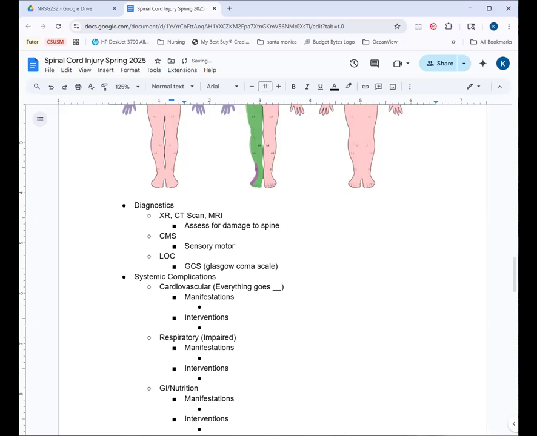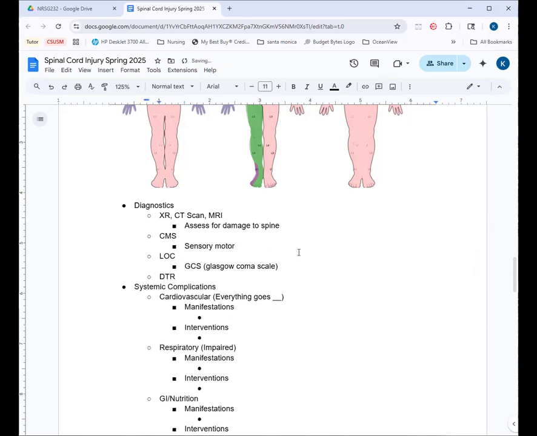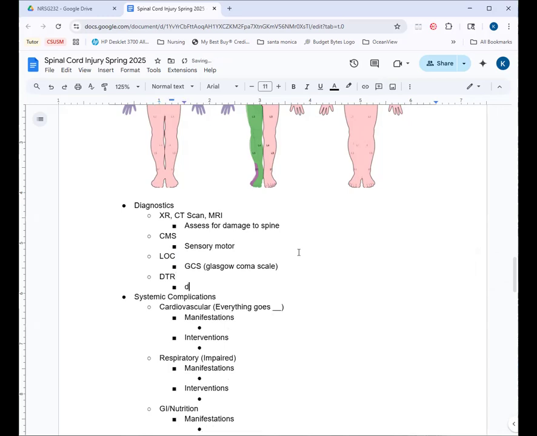Where are we at? I know I saw something else. Deep tendon reflexes is good as well, and that comes into play when we're talking later on about some of the complications and what to expect in spinal cord injury. So deep tendon reflexes, yay.